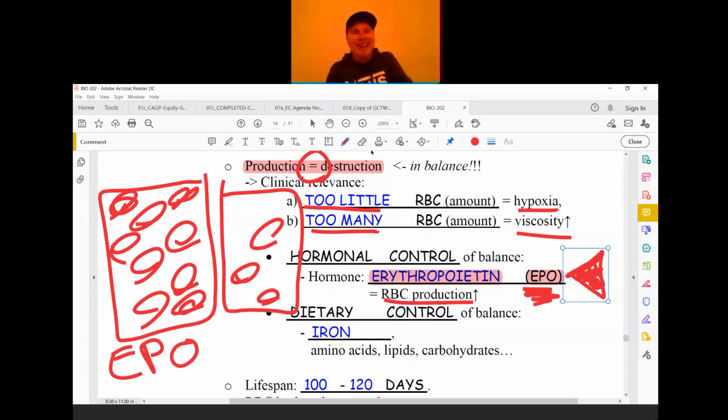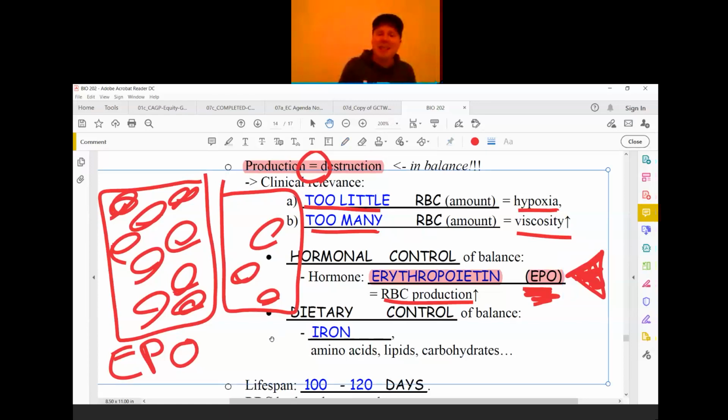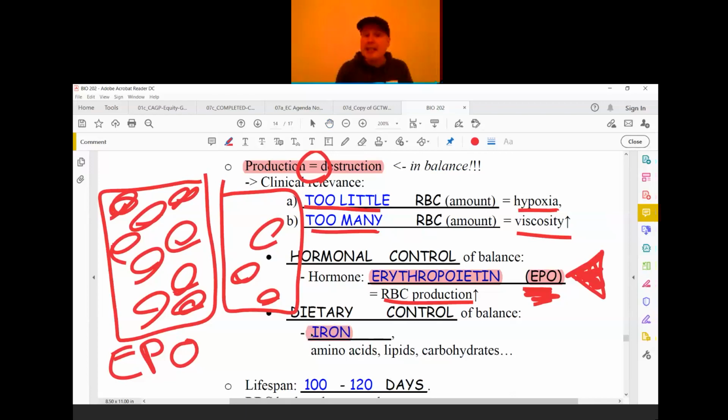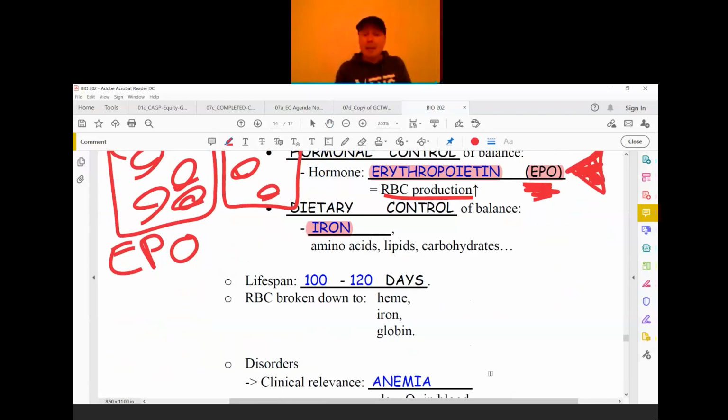You can also affect the amount of red blood cells by your diet. For example, your diet does need to include a certain amount of iron, amino acids, lipids, and carbohydrates. Red blood cells live in your body somewhere between 100 and 120 days. And once that time comes up, we break the red blood cells into their components, heme, iron, and globin, and these can be reused, so recycled.